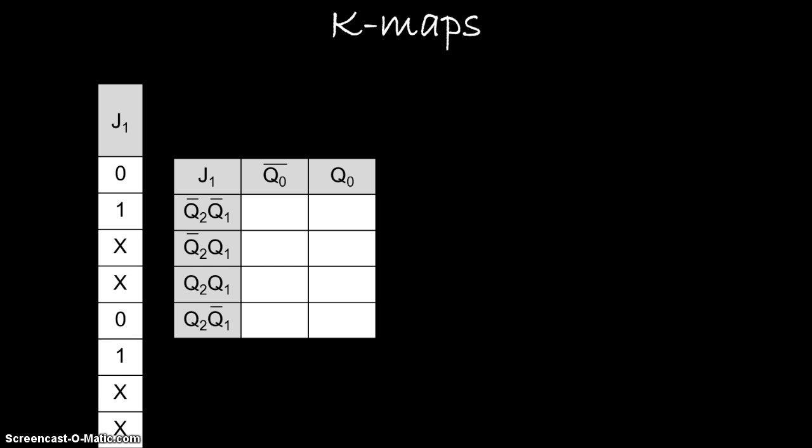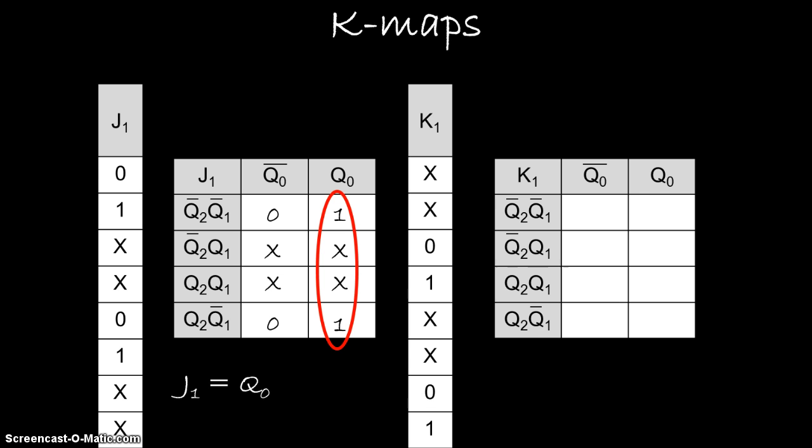With the values for J1 dropped into a K-map, we can see that the largest group that includes all the ones is Q0. Putting the values for K1 into a K-map, we can see that its largest group is the same, Q0.